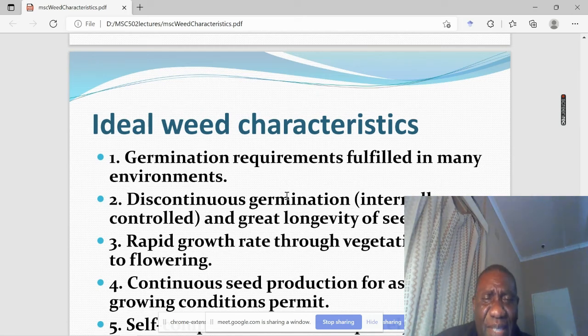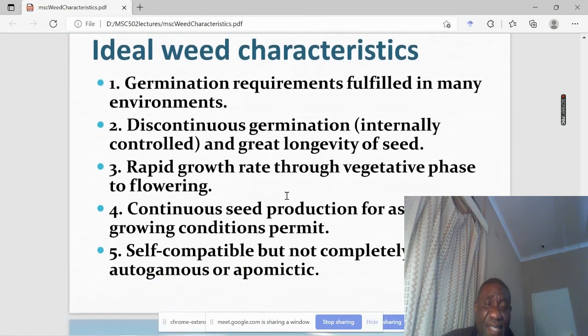But with weeds, it can be shorter. There's also continuous seed production for as long as growing conditions permit. So, continuous seed production. Probably we may want such a crop.